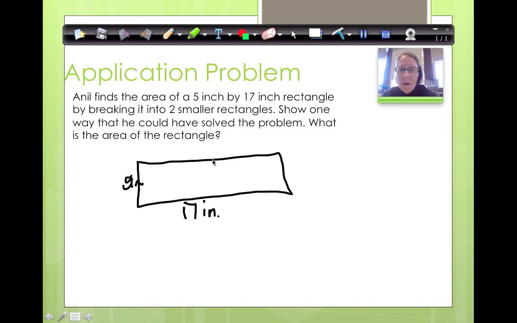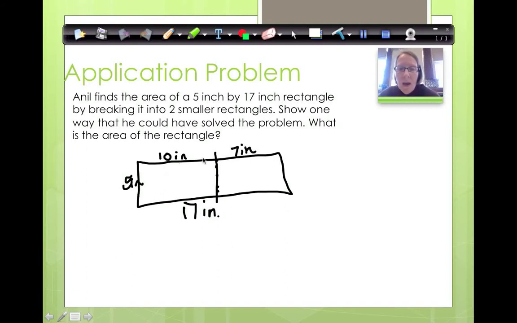Now, I gotta break it. He thought it would be easier if he broke it into pieces. So I'm thinking, what can I break 17 into that would be easy? Well, I can always take a 10 out. Taking a 10 out is always easy. So I'm gonna just draw a line right here. This is where I'm gonna cut it. Now this side would be the 10 inches because I'm taking 10 out. Well, 17 take away 10 leaves this to be 7 inches.